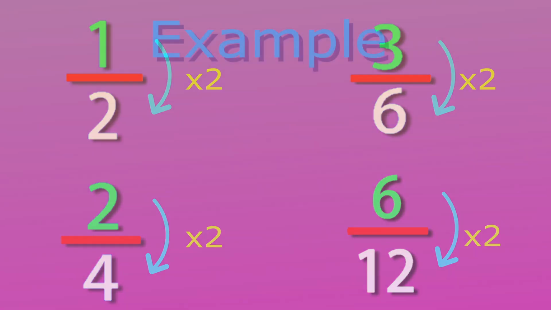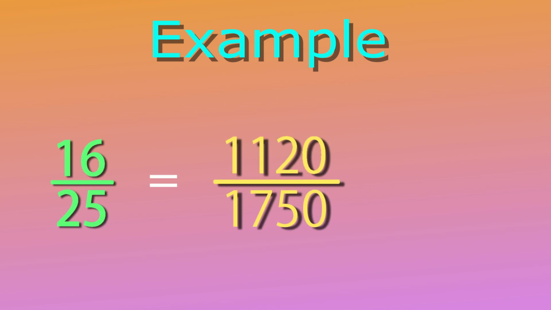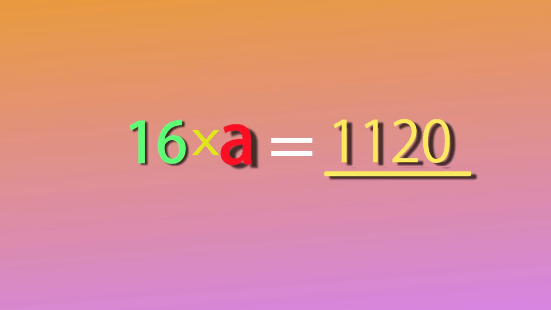Let's see how this works with that fraction we saw at the very beginning of the lesson. We said that 16 over 25 equals 1120 over 1750. So they are equivalent fractions, that's what we're claiming. That means that 16 times something equals 1120, and 25 times the same number must be 1750. Let's call that number A, and we can work out what A is by looking at the equation. 16 times A equals 1120. We say 16A equals 1120.